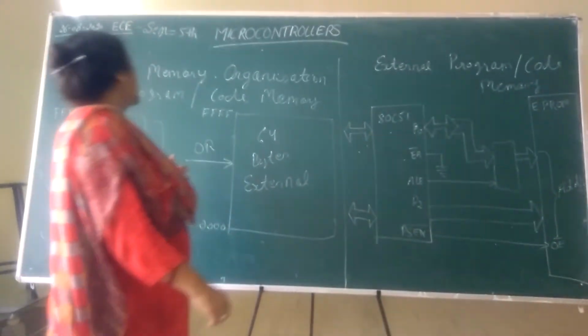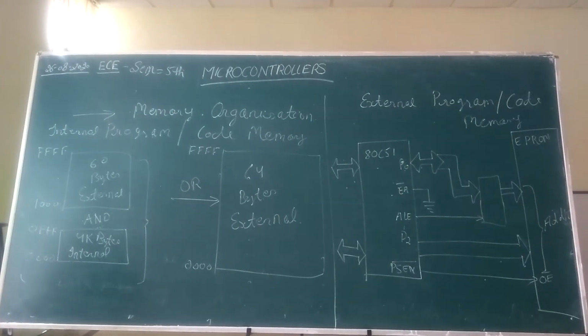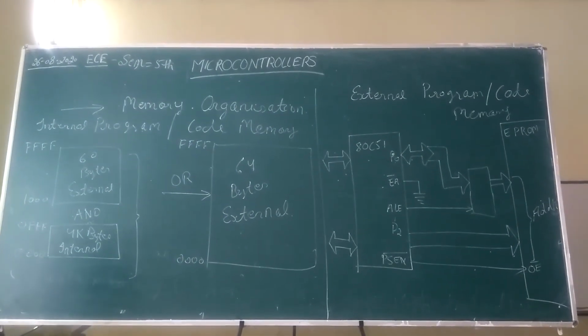So all these are the two types of memory: internal program code memory and external program code memory.